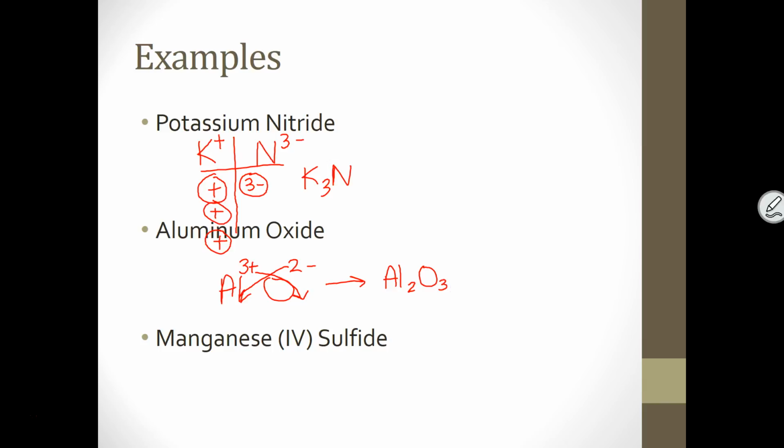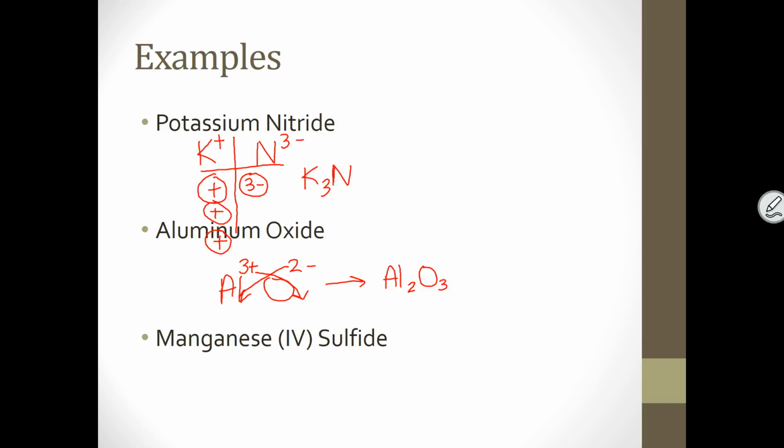Now the only thing you have to check for with the crisscross method is you need to make sure that the subscripts are written as their lowest whole numbers. In other words, if it can be reduced, you need to reduce it. So 2 and 3 cannot be reduced any further. That's like saying, can you reduce 2/3? And the answer is no. And so that actually is the correct formula.